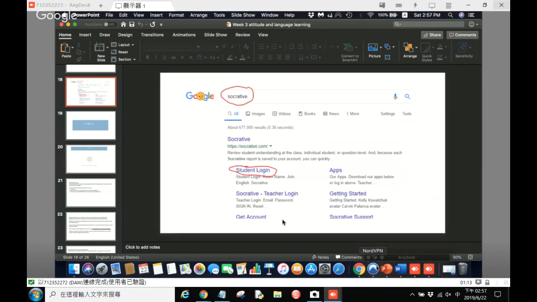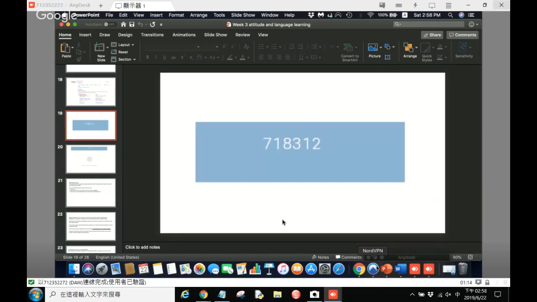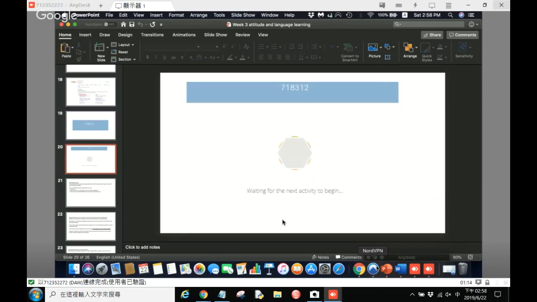Please type in Socrative into your browser or your mobile phone browser, your computer browser. Then type in this number to join. This is the class code. And then you can start the quiz. How many questions? 10 questions.